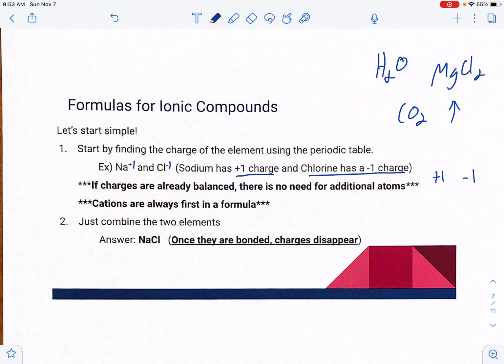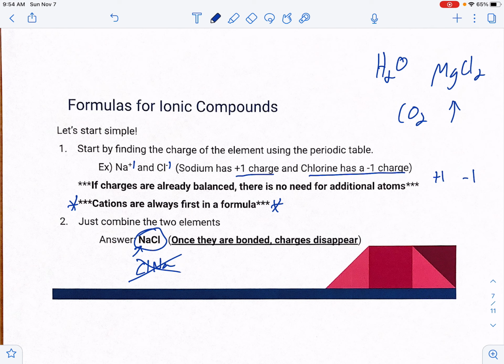Now, when you do write your formulas, this is important. Your cations, which are your positive ones, are always first. Okay, they are always going to be first. So we are going to come down here. When you have a +1 and a -1, that means they're already balanced. So you just slap them together, and that makes it NaCl. So if you see right here, Na is your cation. That's your metal. Okay, your metals or your cations are always first. It will never be ClNa. Okay, that is completely wrong.